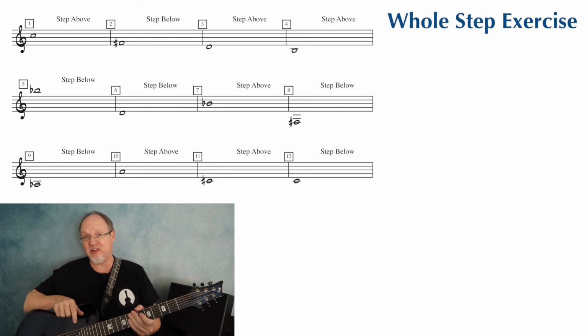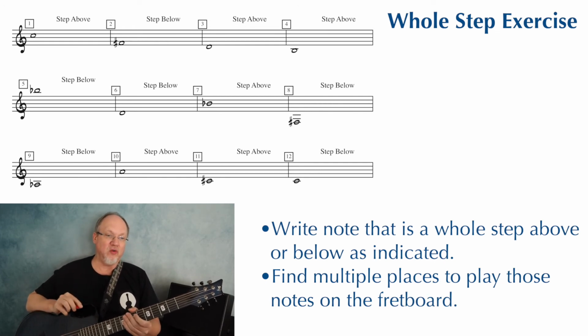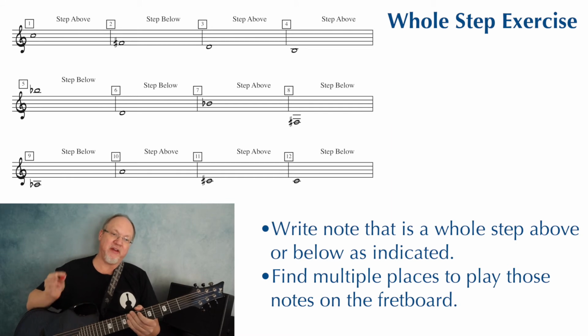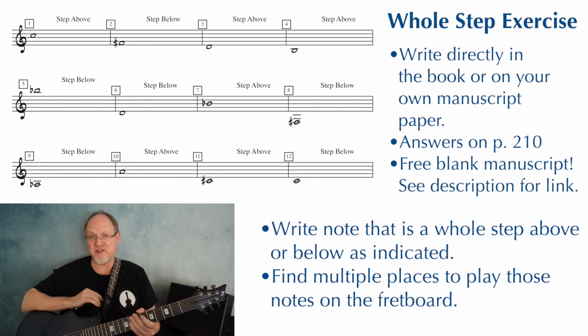Now let's look at the whole step exercise at the bottom of page 14. You'll do the same thing you did with the half step exercise, except you're going to be writing whole steps. So write those whole steps and then figure out how to play your answers in as many places on the neck as you can find. And play those whole steps on the same string and across strings. The answers for this are also on page 210 in the back of Guitar Theory modules. So if you have the book, you can go ahead and write your answers in and check the back. And then we're going to go over the answers right now in this video. So as before, pause the video, download that manuscript paper if you need it, fill in your answers, and then fire it up again and see how you did.